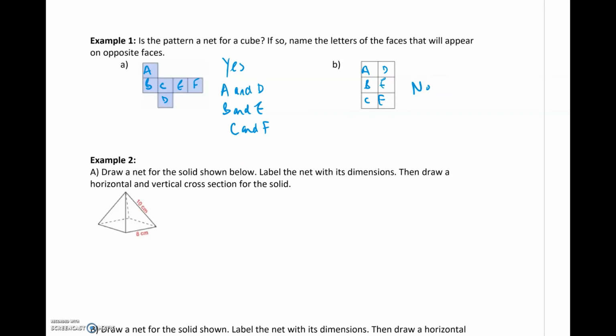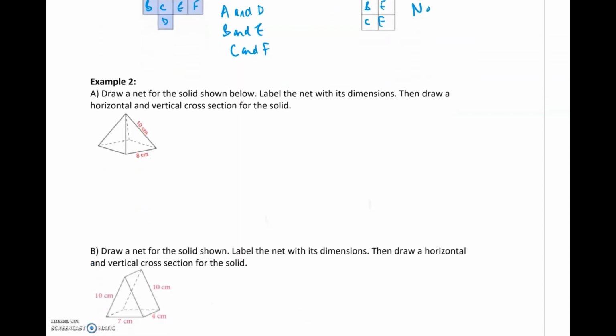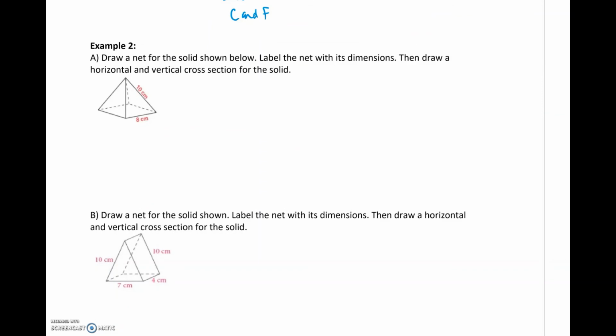Okay, so our last activity is just to come up with your own net. So we want to draw a net for the solid, labeling the net with its dimensions, and then we want to talk about this idea of a horizontal and a vertical cross section. But first, let's go ahead and build a net.